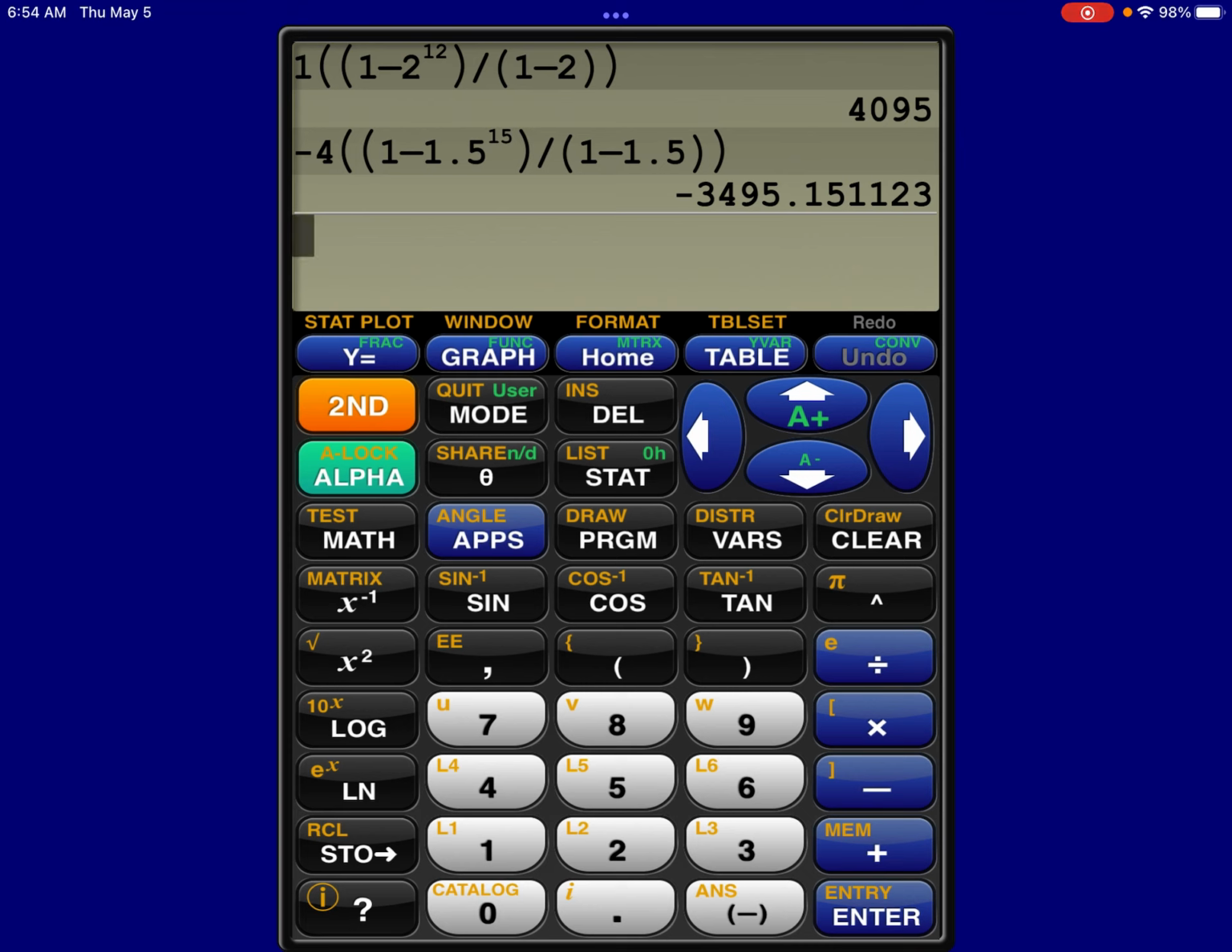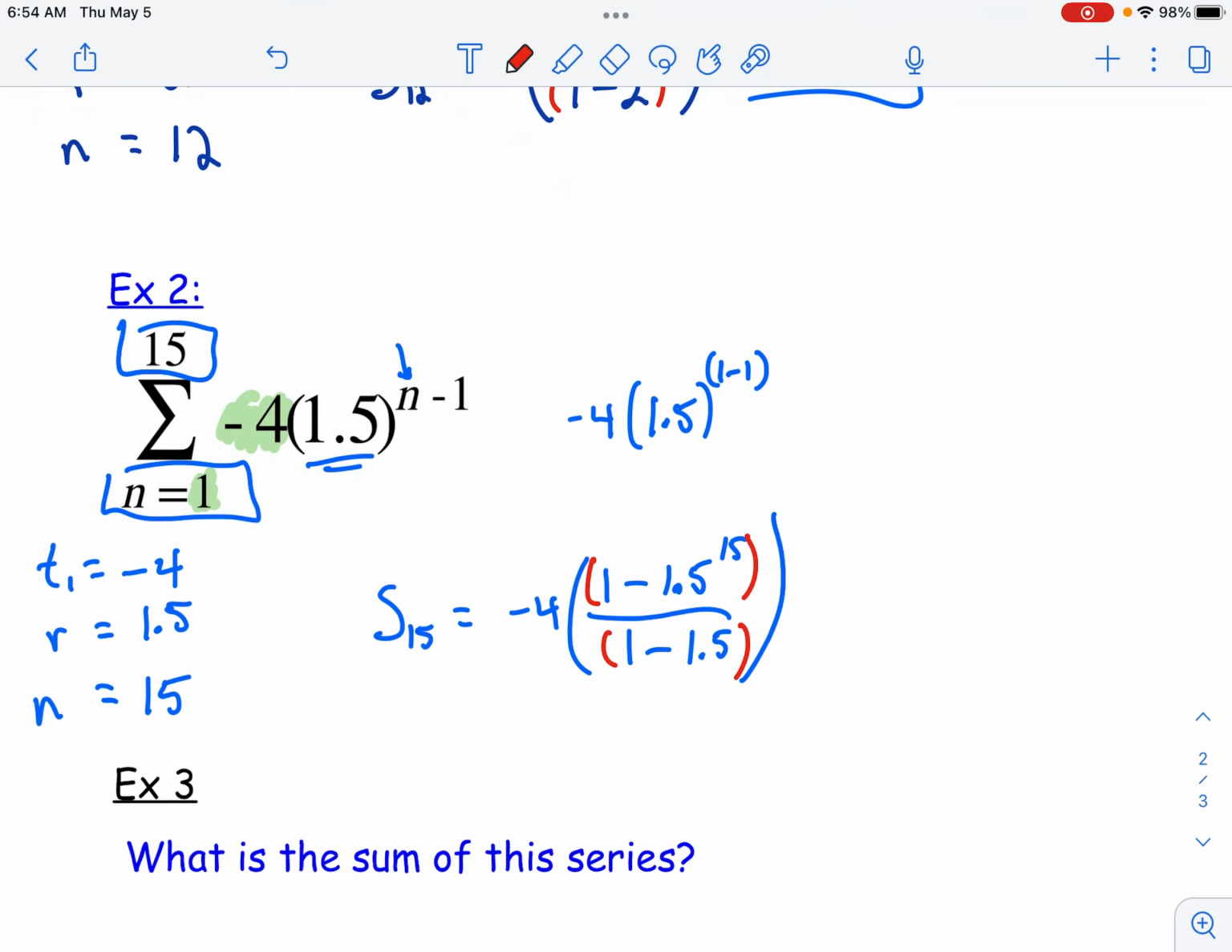It would stop eventually, but it's a longer decimal. And when you multiply by a rate that's a decimal, that's typically going to happen. All right, so negative 3495.15. And I put approximately because, you know, we are rounding that.